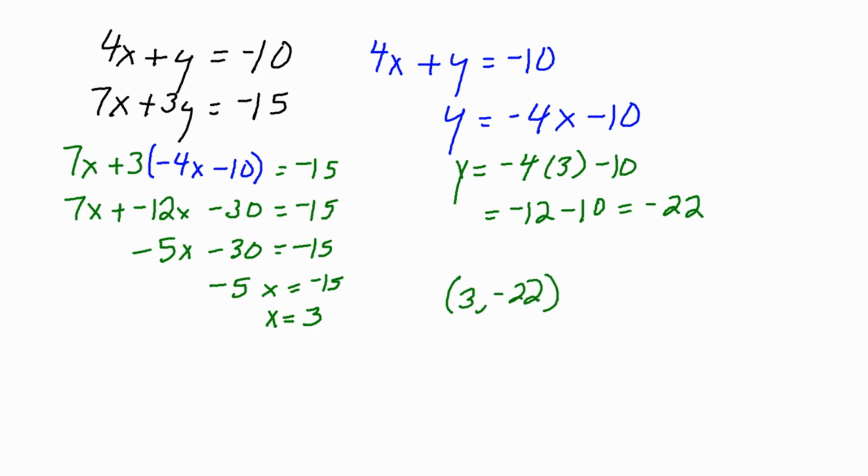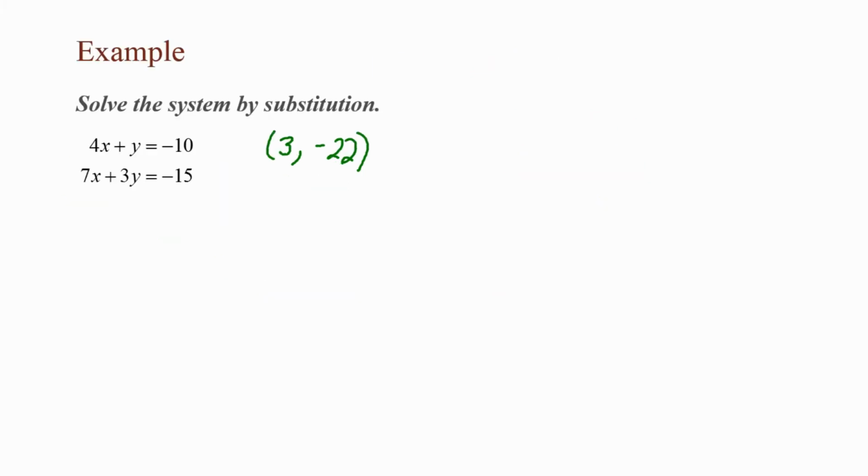We need to check. Starting with 7x plus 3y equals negative 15. 7 times 3 plus 3 times negative 22 should equal negative 15. 7 times 3 is 21. 3 times negative 22 is negative 66 equals negative 15.